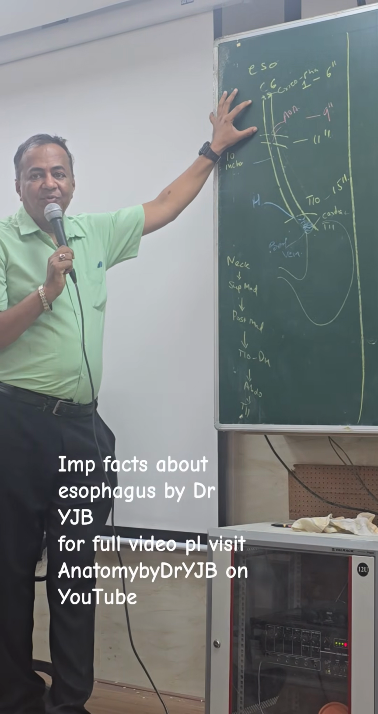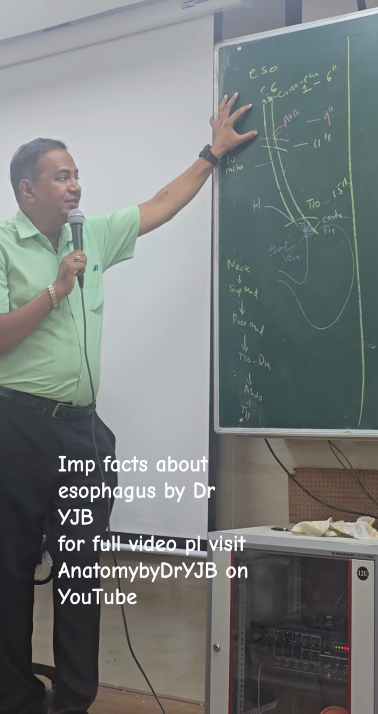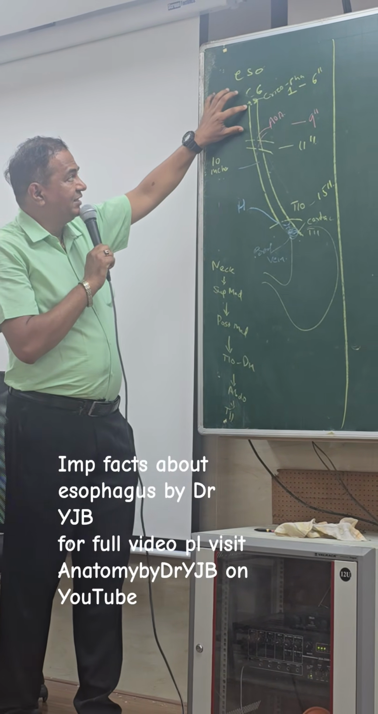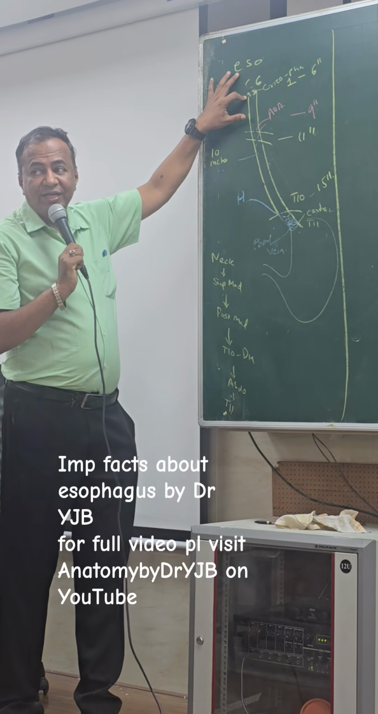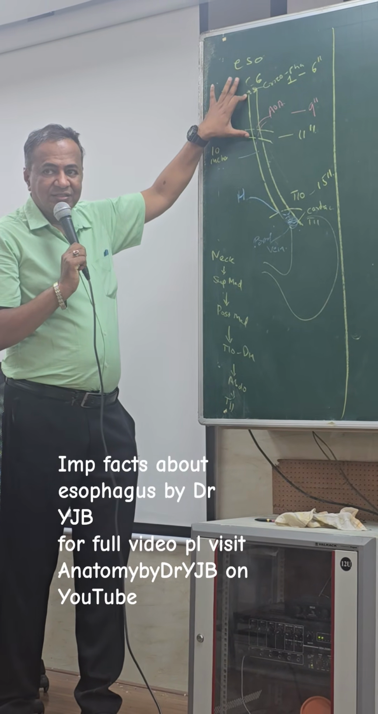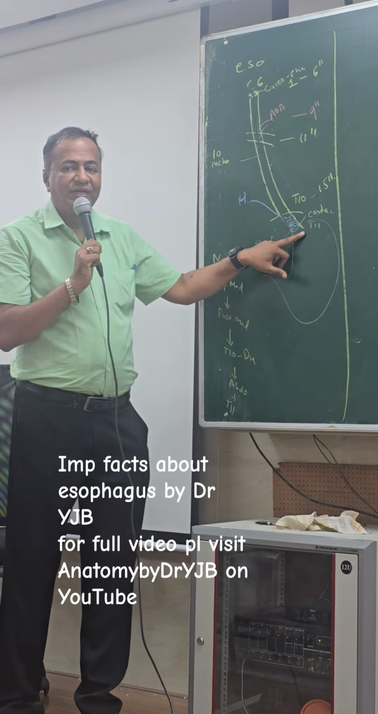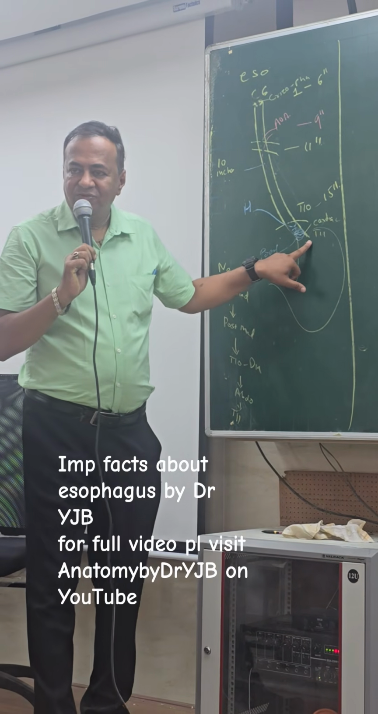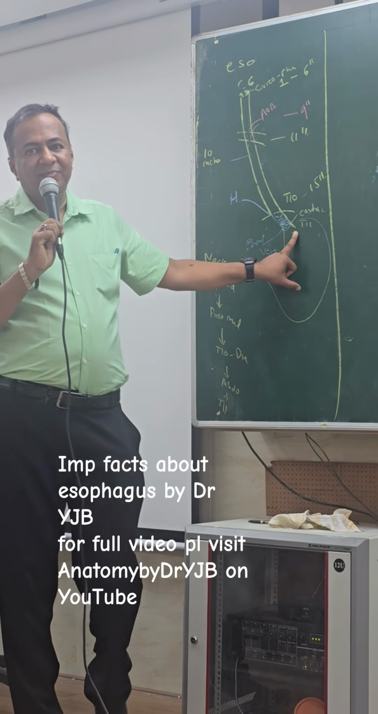So we are discussing the esophagus. The esophagus starts at the level of C6, where the laryngopharynx ends and the esophagus starts. It ends at the level of T11, where the esophagus ends and the stomach starts.